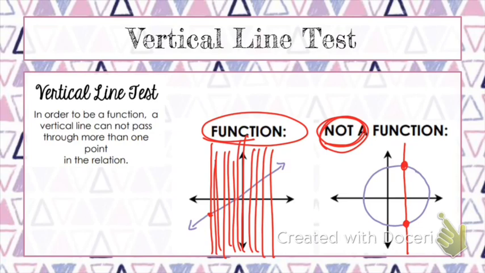And a way that you can do that whenever you are sitting down and working on your papers is you can lay your pencil down as if it were a vertical line and slide it across your graph. And if at any point your pencil crosses the relation more than once, then that means it cannot be a function.